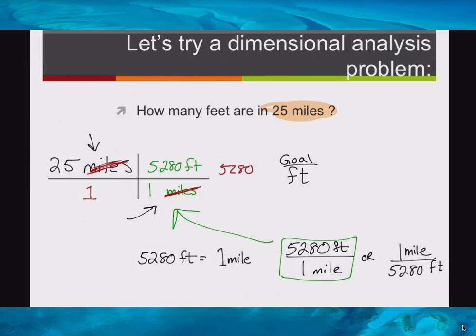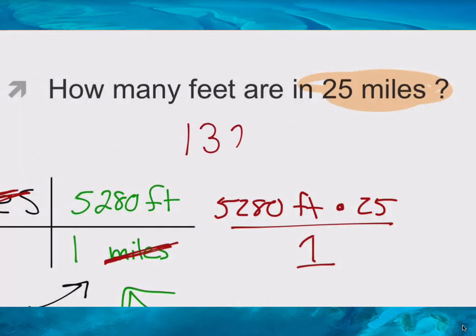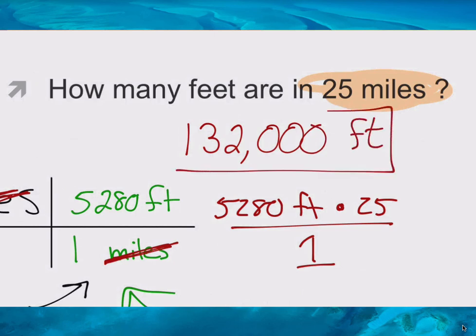5,280 feet times 25 all over 1. Let me move my goal over a little bit. And what is that going to equal, Grace? The answer is 132,000 feet, because that's the only unit I have left that I have not canceled. Yep, 132,000 is those two numbers multiplied by each other.